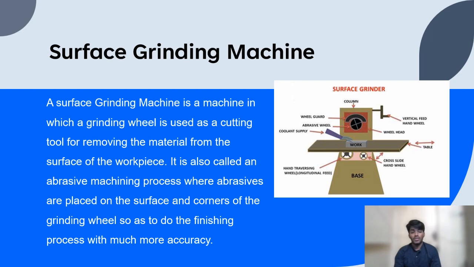Now let's come to the wheel head. The wheel head is mounted on the column and can be raised or lowered by rotating the hand wheel to allow workpieces of different heights, and the wheel can be set for the depth of cuts.